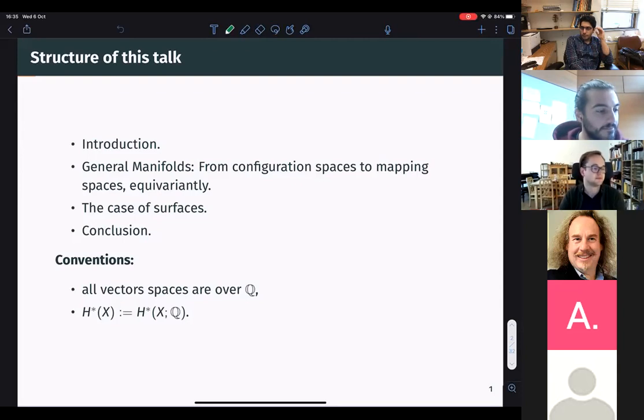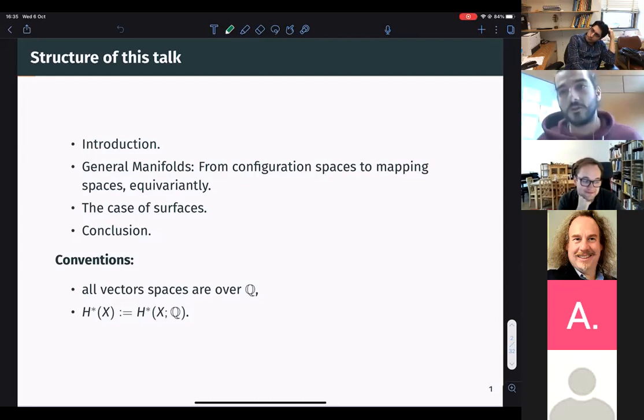That's when I actually tell you what exactly the answer is. And then we'll have some concluding remarks, including the action of the Johnson filtration. All my vector spaces will be over Q, and I will be considering cohomology with rational coefficients, and that will be implicitly assumed throughout.